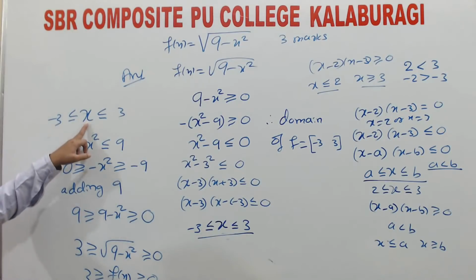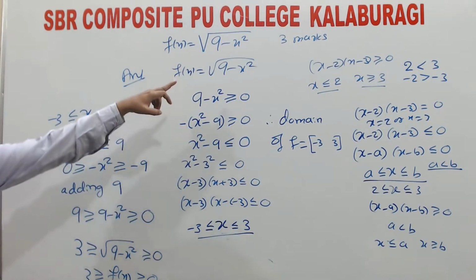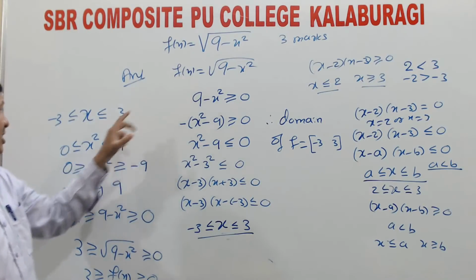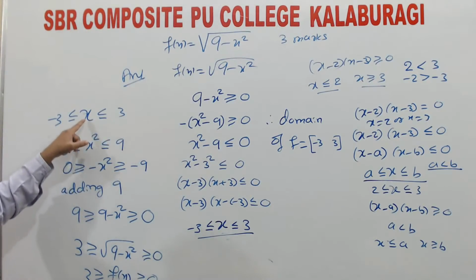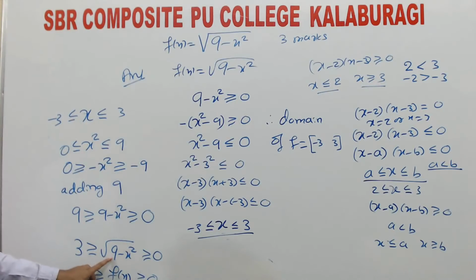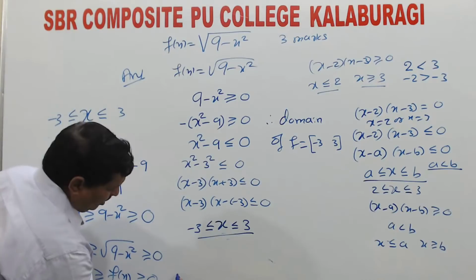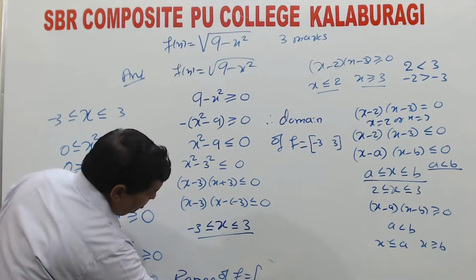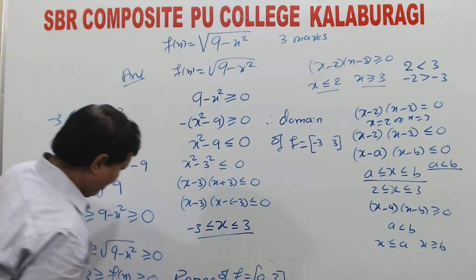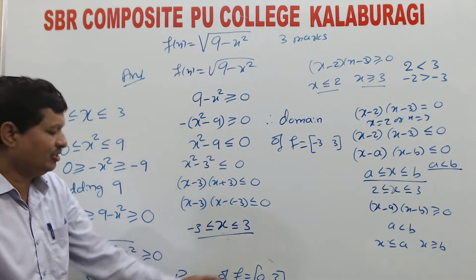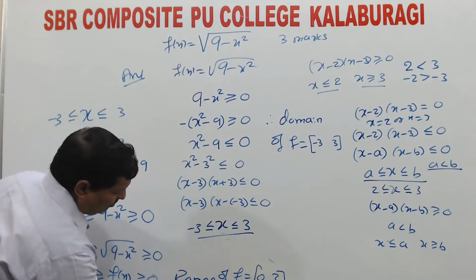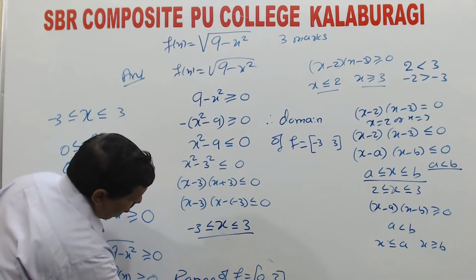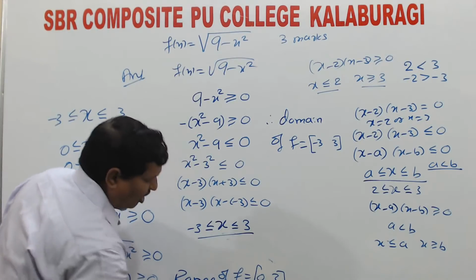See, x gives the domain first of all. For what value of x will f of x exist? Minus 3 to plus 3. And by taking the x values, you have to find f of x. F of x lies between 0 to 3. Therefore, the range of f equals 0 to 3. Either you can write by this method or this. Again, the codomain is R. Codomain of f equals R.